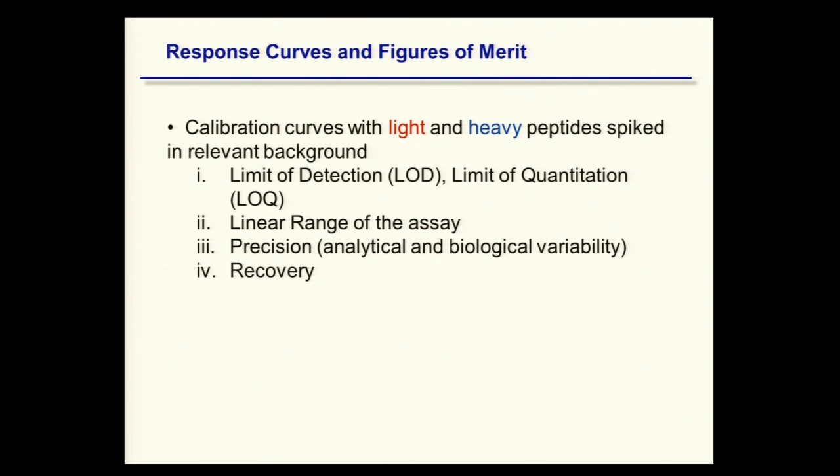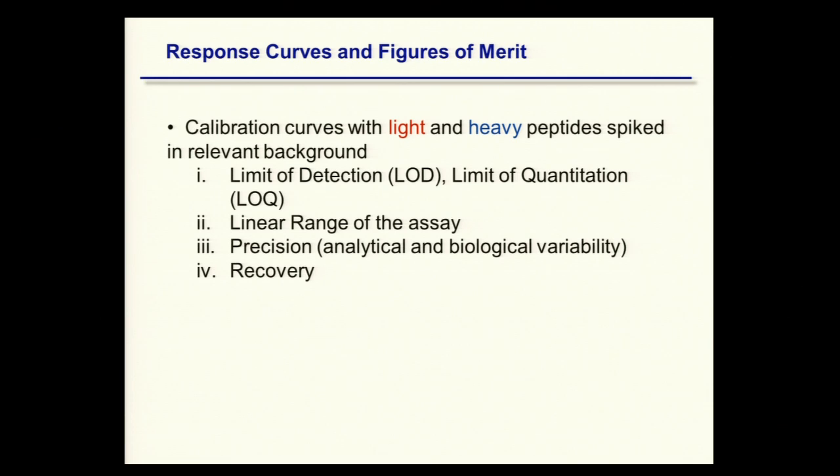Okay, so once we've configured and chosen the transitions for our MRM-MS, the next step is usually to run the response curves, where we spike in light and heavy versions of the peptides into relevant background. This allows us to define limits of detection and quantification, the linear range of the assay, as well as precision and recovery of our analyte.